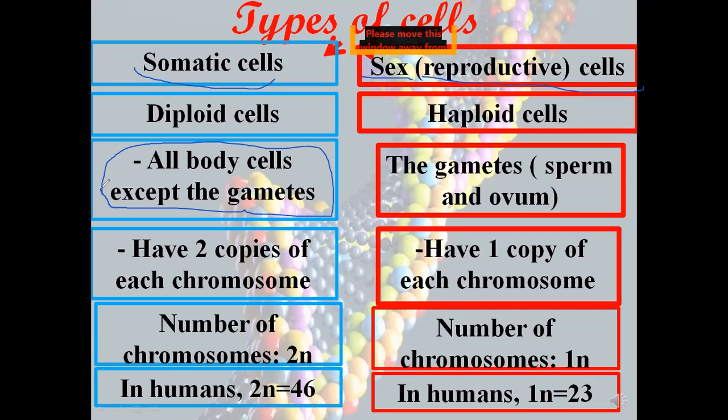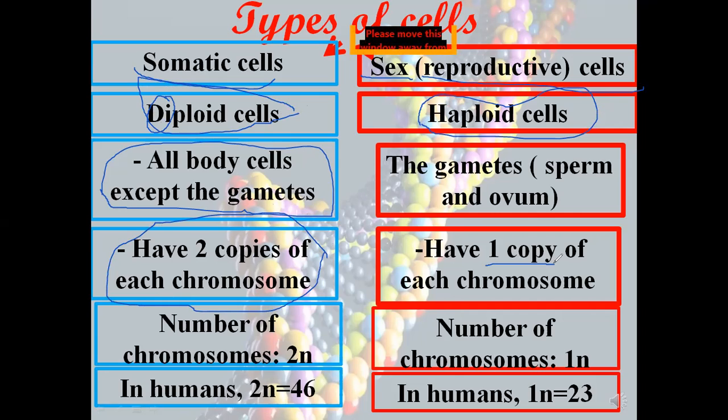The somatic cells are diploid. What is the meaning of diploid cells? It means that we have two copies of each chromosome. Di means two, so diploid cells have two copies of each chromosome. However, the sex cells are haploid cells. Haploid means that they have one copy of each chromosome.